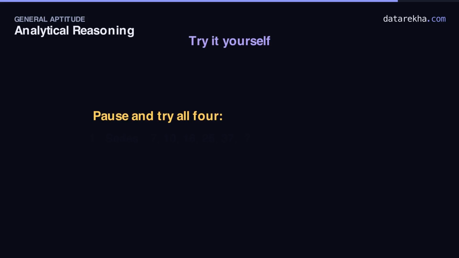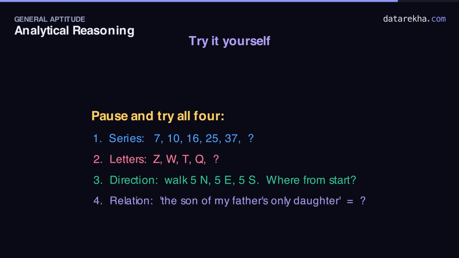Your turn. Pause and try all four before I solve them. A number series, a letter series, a direction walk, and a relation. Take your time on each, then come back.